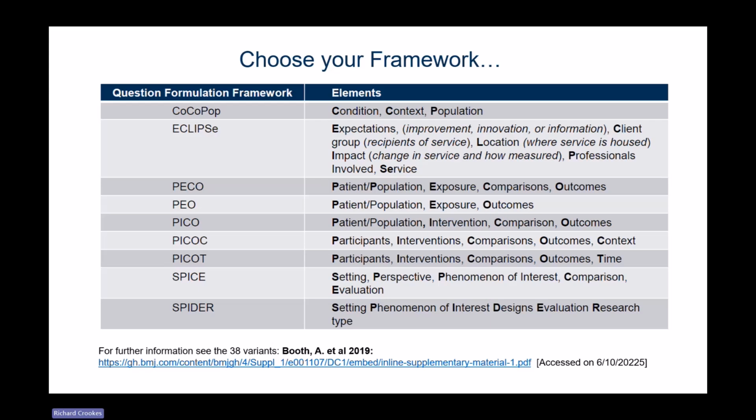But you've got PICo there with the population, phenomenon of interest and context, obviously the traditional PICO search. You've got PEACOCK, which includes the context. You've got others like COCOPOP, and then more non-clinical ones like ECLIPSE and SPIDER. So there are numerous frameworks that you can be using and have different application depending on the nature of your research, etc.